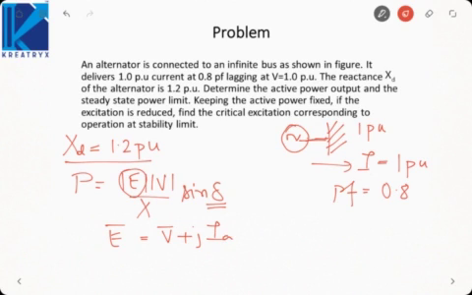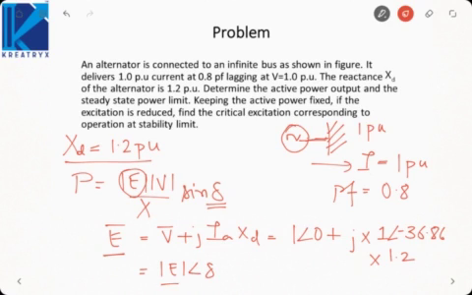j IA XD. Then it will be 1 angle 0 plus j into IA. IA is 1 angle minus 36.86. XD will be 1.2. So this way you can calculate E. It will be equal to mod E angle delta. So you will get mod E as well as delta. But this will involve phasor calculation.